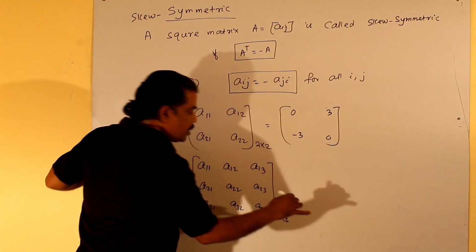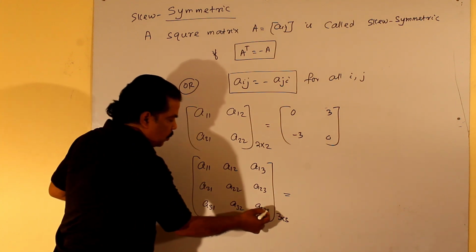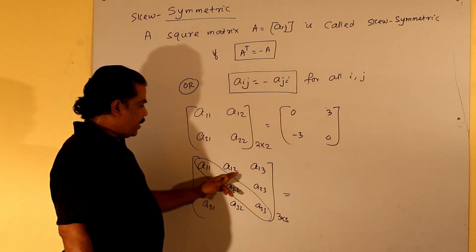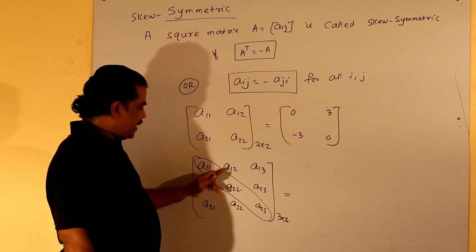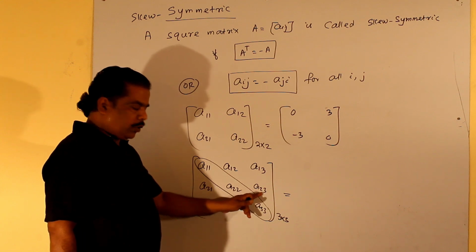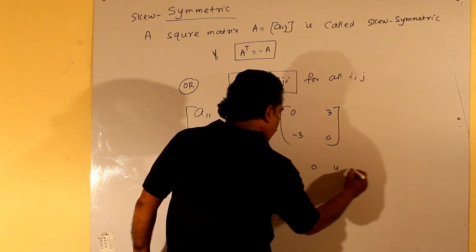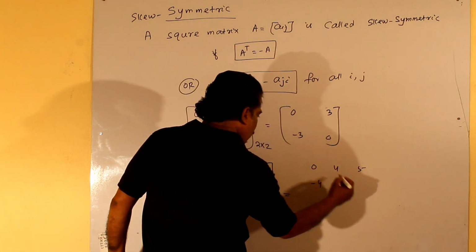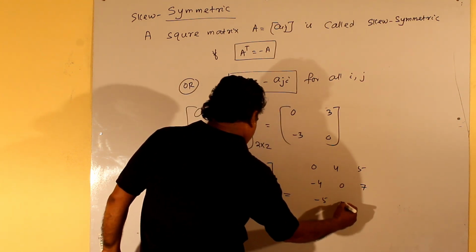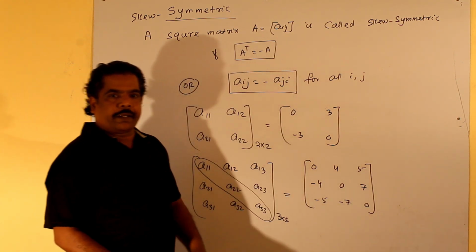So it is a skew symmetric matrix when all diagonal elements are 0, and A12, A21 are equal but sign is changed, A13, A31 are equal but sign is changed, A23, A32 are equal but sign is changed. So an example is 0, 4, 5, minus 4, 0, 7 and minus 5, minus 7, 0. So it is an example of a skew symmetric matrix.